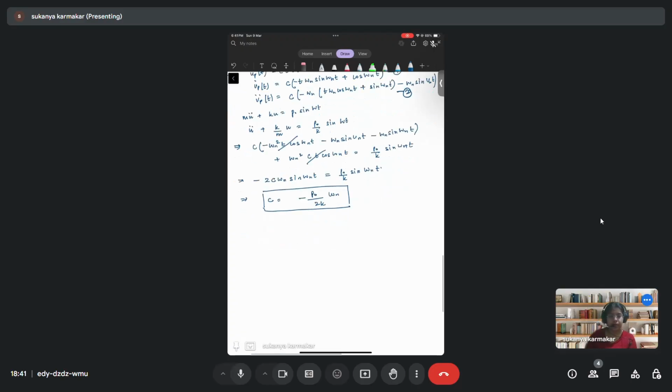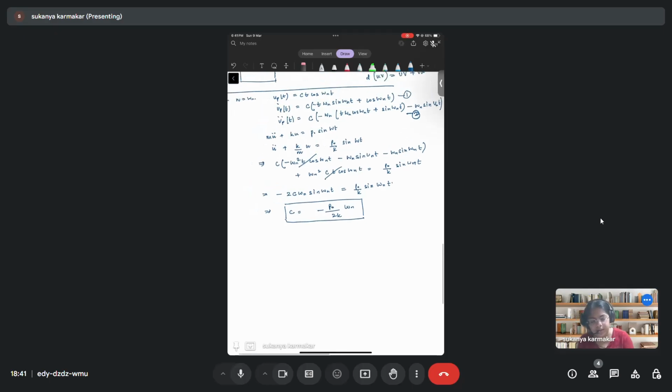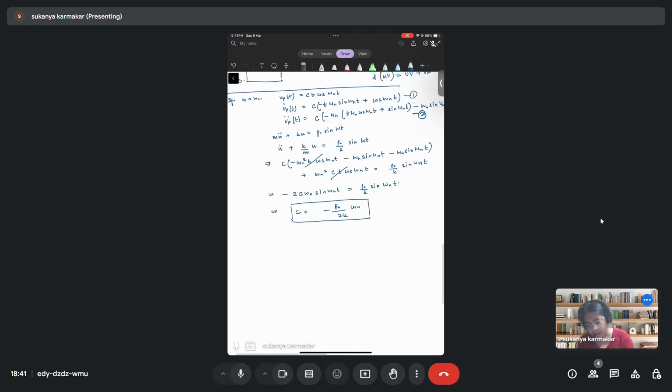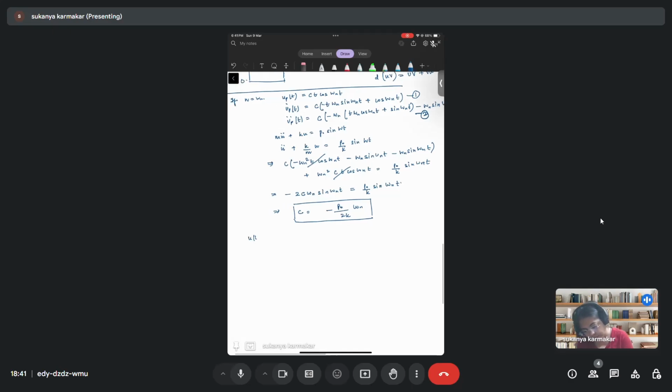Okay, so this is how you can calculate c. Is this clear? I'm just solving the equation. So your u of t will be the complementary solution a cos of omega n t plus b sine of omega n t, minus c into this particular solution, c into t into cos of omega n t.